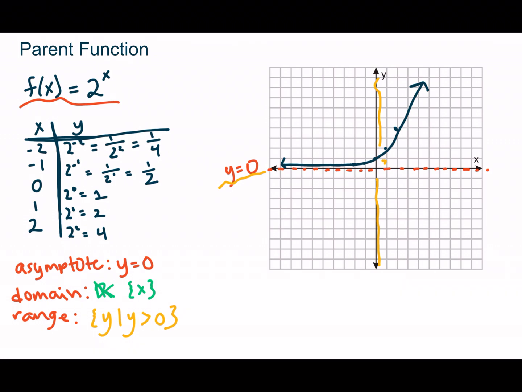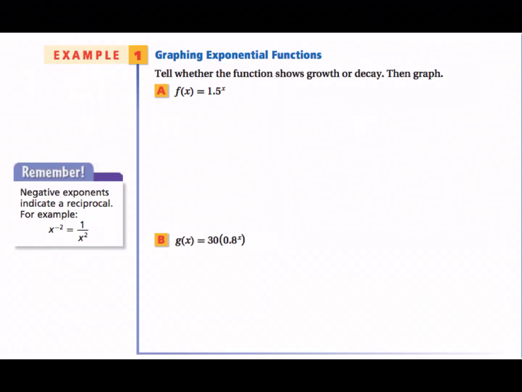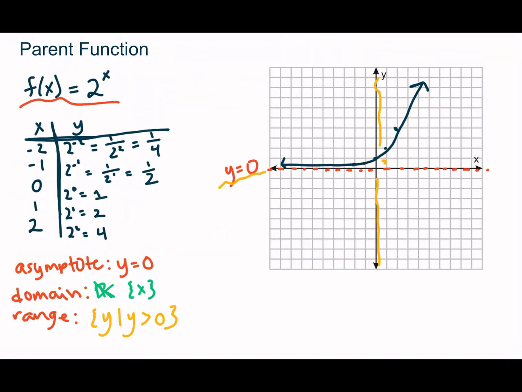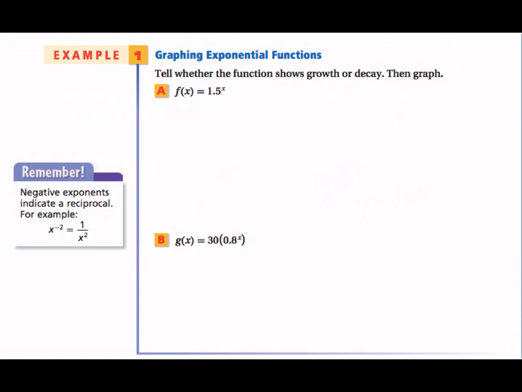Okay, so let's do 2 examples. The first one we want to determine, does it show exponential growth or decay? So growth is when our function is getting bigger and bigger and bigger. So actually our parent function is an example of growth. Decay is when our function is getting smaller and smaller, or it's approaching negative infinity.